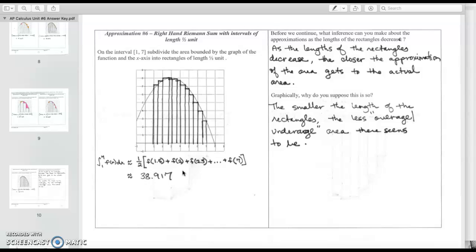And this is exactly what he's saying. As the width of the rectangles decreases, so the more rectangles that you have, the less overage and underage, I like that phrase, which means you're going to get a better approximation. You're going to get closer and closer to the actual area. How many rectangles will it take? Infinity. If we get infinitely small widths of rectangles, we'll get an exact area, actually.